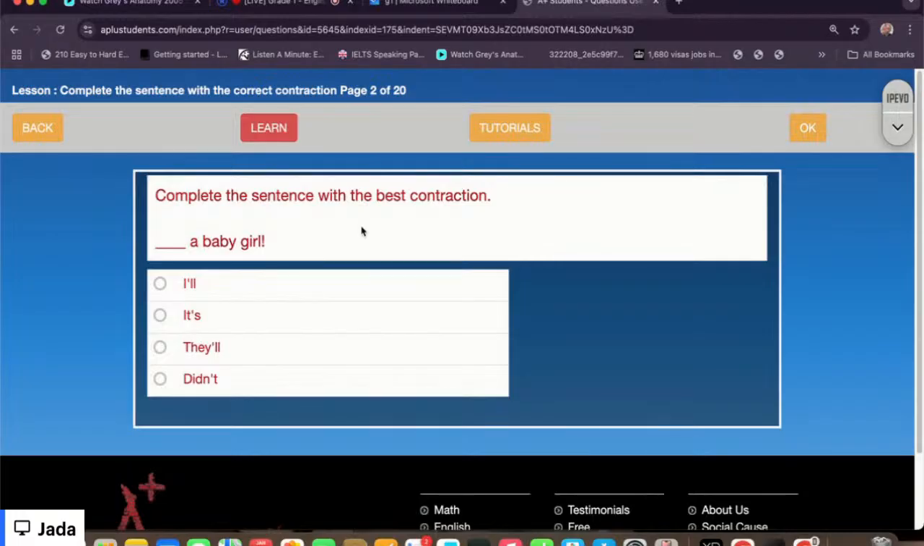So what do you think is the right answer here? What do you think? So it is a baby girl. Okay? So it is a baby girl is the most suitable.